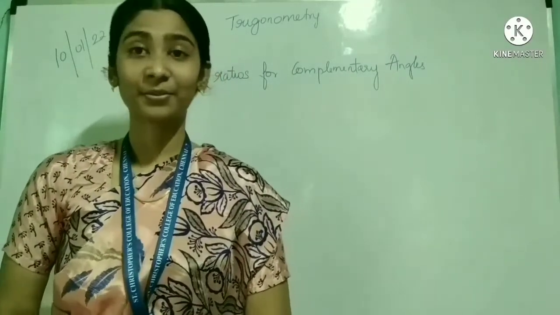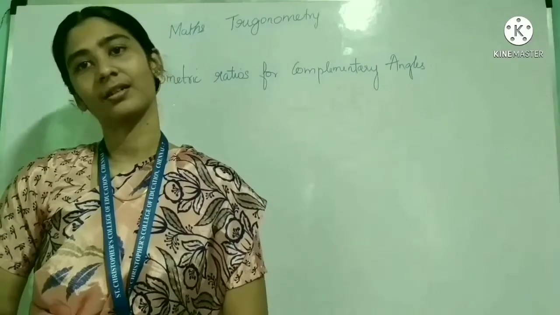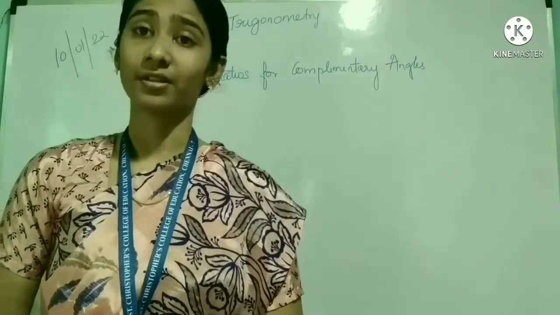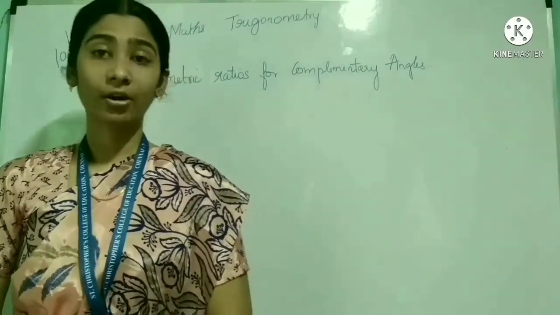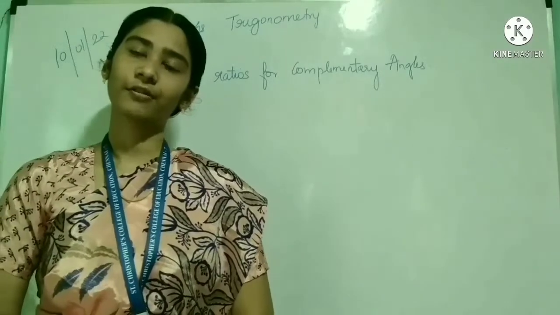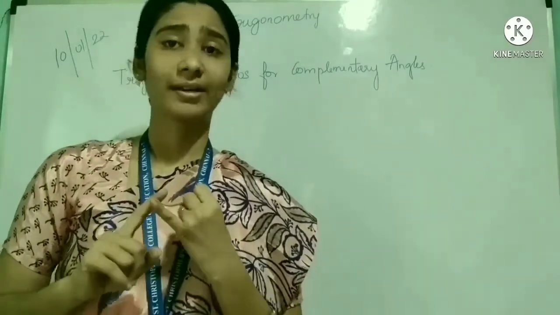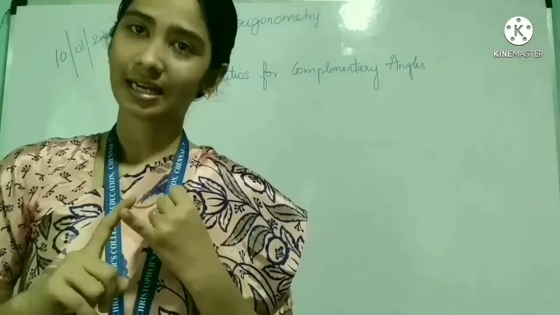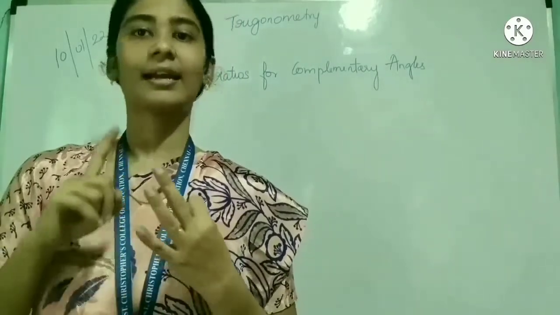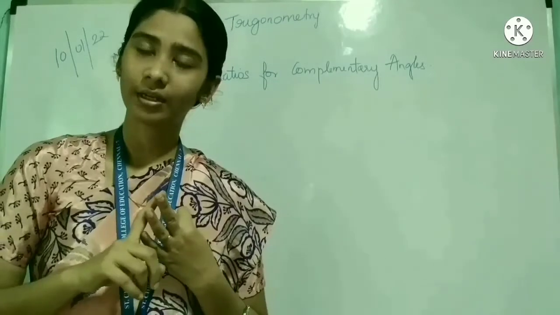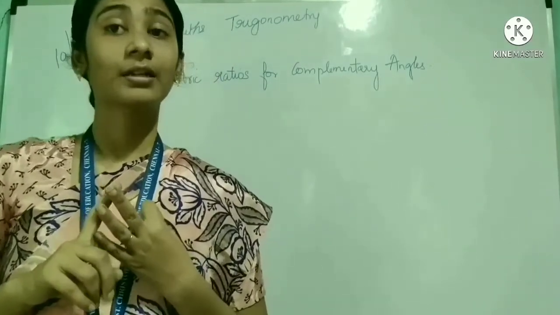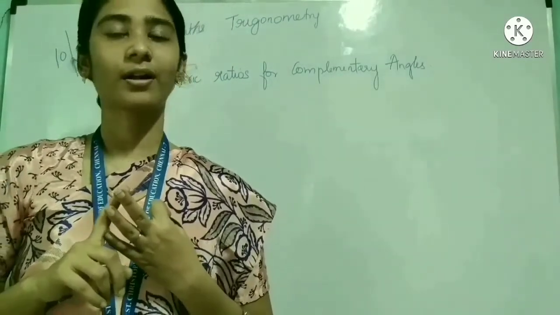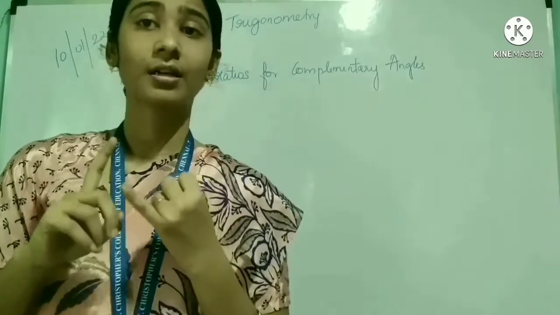So what is the chapter we were learning? Yes, we were learning trigonometry. What all did we learn in trigonometry so far? We learned about three basic ratios. So what are the three basic ratios? Sine, cos and tan. Then what did we learn? We learned about reciprocal ratios. So what are the three reciprocal ratios?